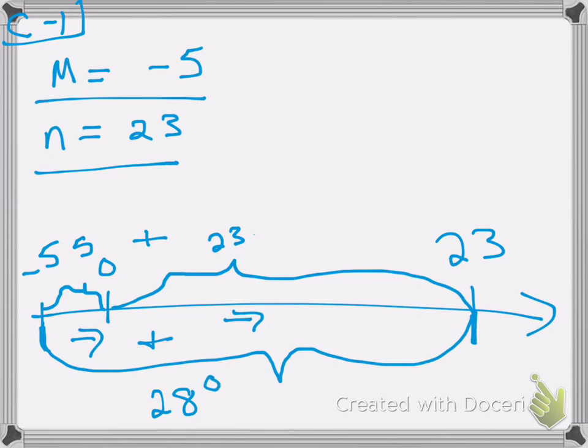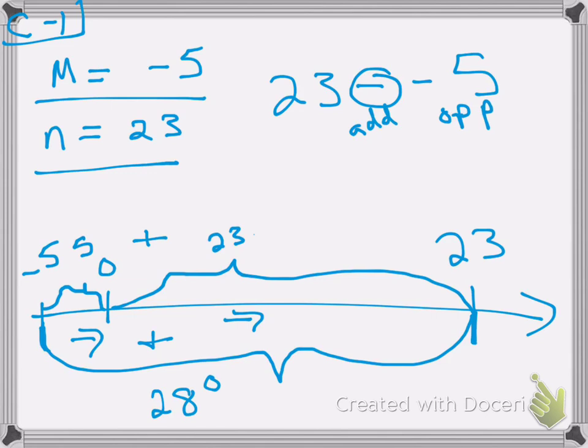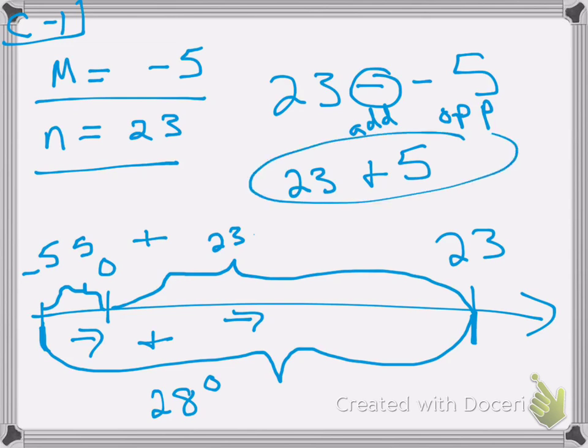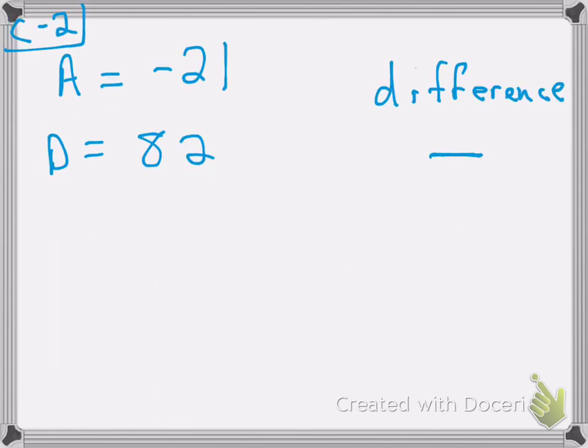But the math behind it is this. 23 minus negative 5. Remember, when you see subtraction, you add the opposite. So it's 23 plus the opposite of negative 5, which is positive 5. So there's the math behind it. That's how you get it. Okay? All right, let's look at the next one.